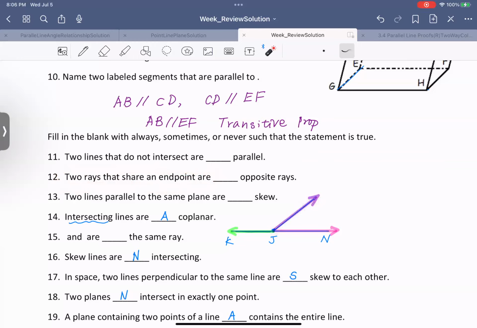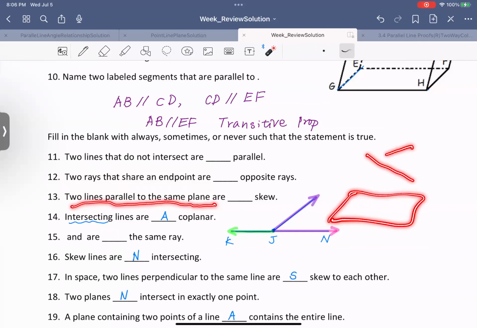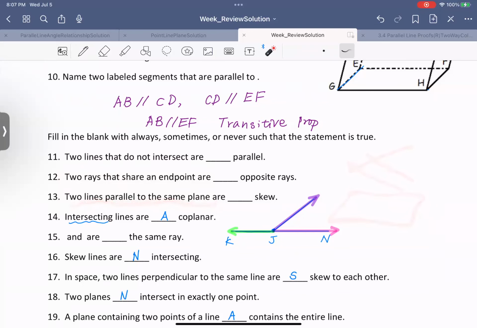It's sometimes. Number 13. Two lines parallel to the same plane are sometimes skew. Yeah, you have the plane here. You can make these two lines crossing. You can make these two lines parallel. You can make these two lines skew lines. So this is S. All of them are sometimes. Make sense?